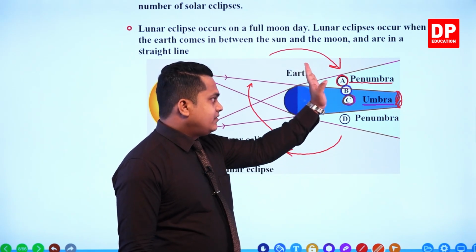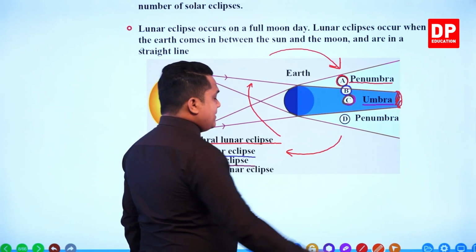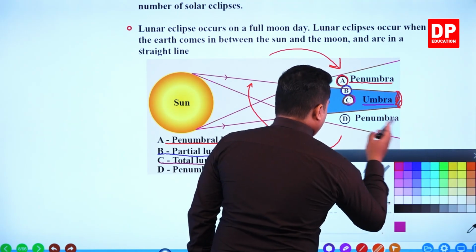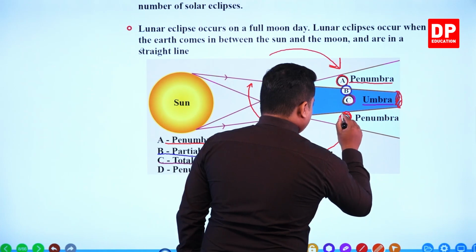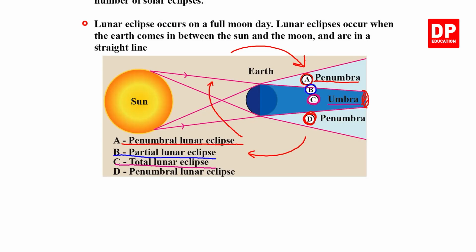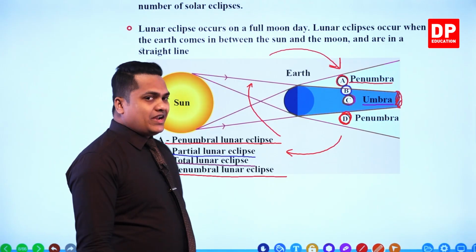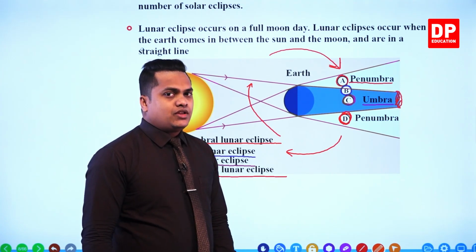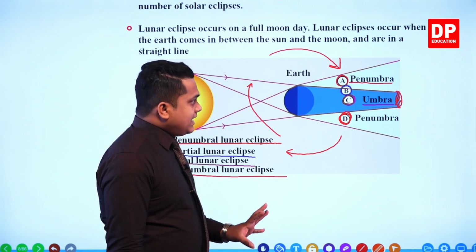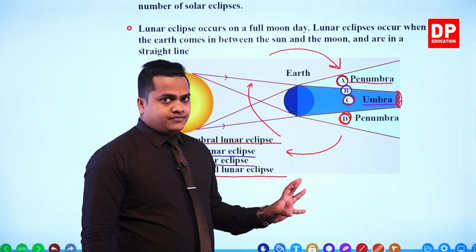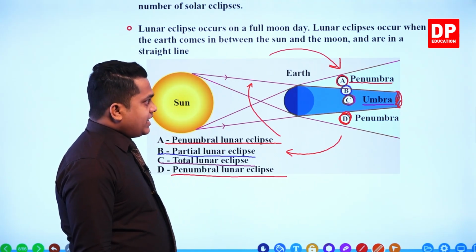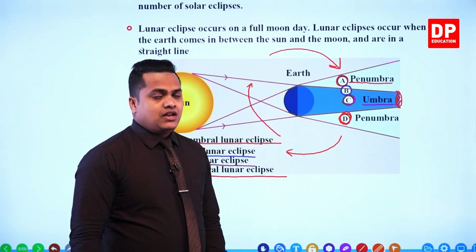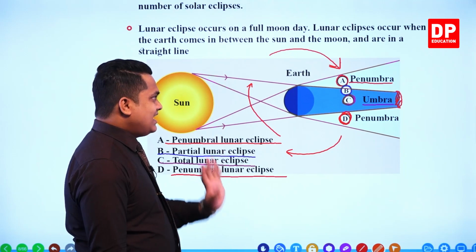Once again, my dear children, during the movement, the moon comes towards the penumbra region. As you can see in the figure at D, this is the penumbral lunar eclipse once again. So you can observe three main eclipses according to the position of the moon in the areas of the shadow of the planet Earth. If the moon is located on the penumbra region, it is referred to as a penumbral lunar eclipse. A and D are examples.